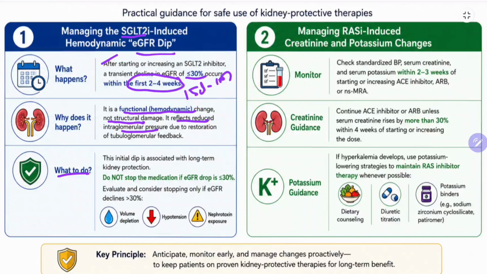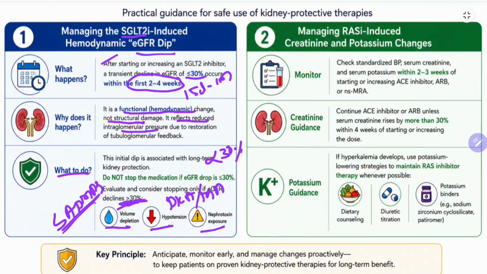So what to do? If the fall is less than 30%, don't touch the SGLT2 inhibitors. If the fall is more than 30%, you should evaluate and consider stopping the SGLT2 inhibitors. You should stop them temporarily. This is all the SADMAN regimen, you already remember, in volume depletion, hypotension, or nephropathy states, because it raises the risk of DKA as well as MALA, both.